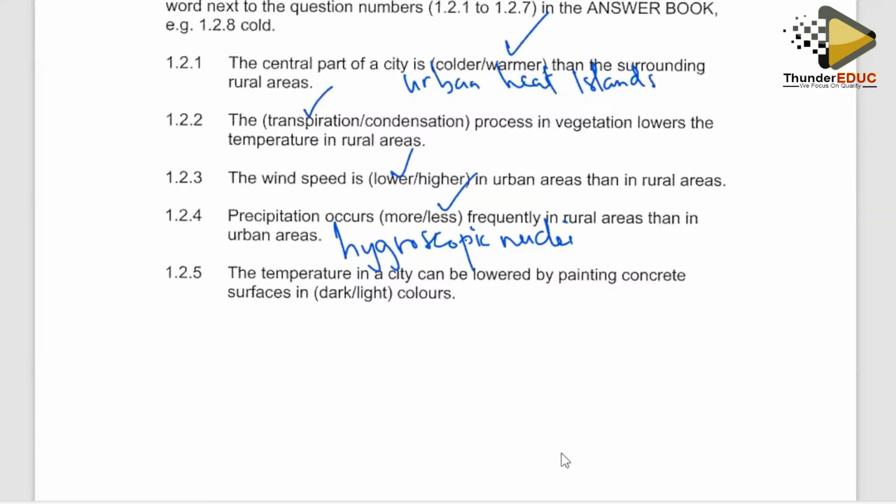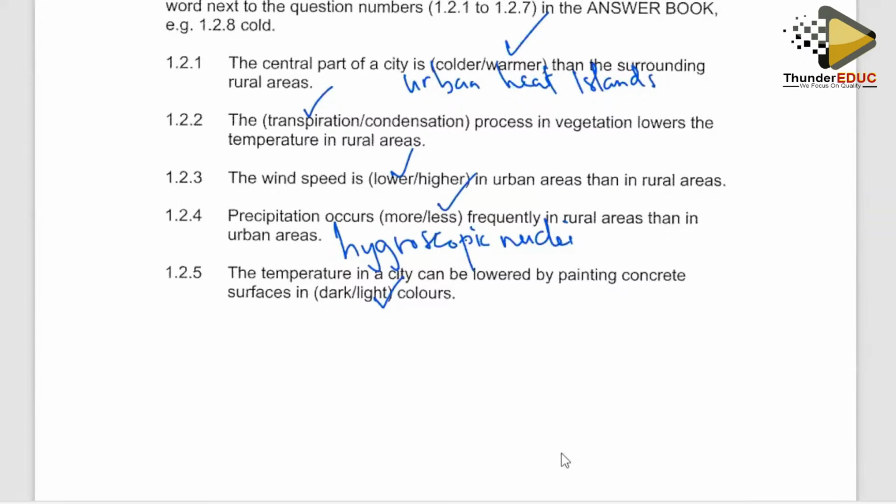Right. Moving on to the next question, number 125. The temperature of a city can be lowered by painting concrete surfaces in dark or light colors. We know that dark colors are absorbent, while light colors are reflective. So if you want to lower the temperature, we paint using light colors that reflect the heat and not dark colors that absorb the heat.